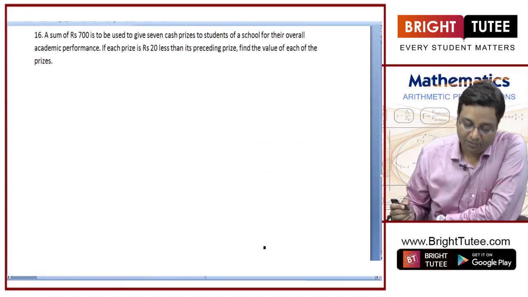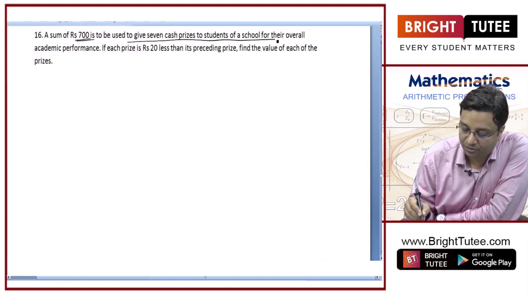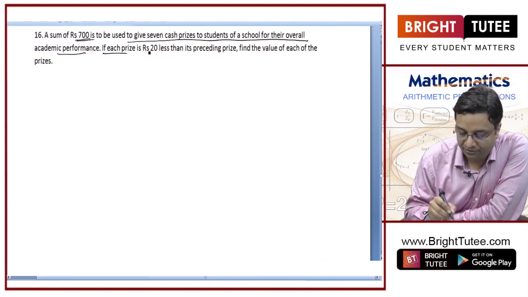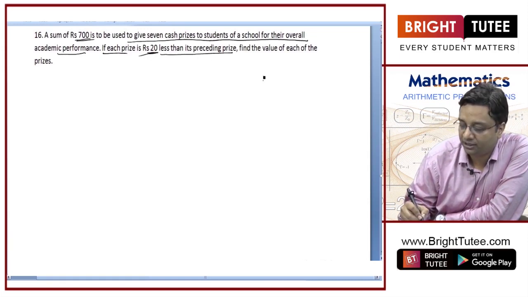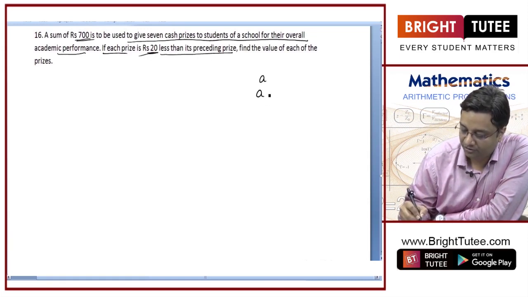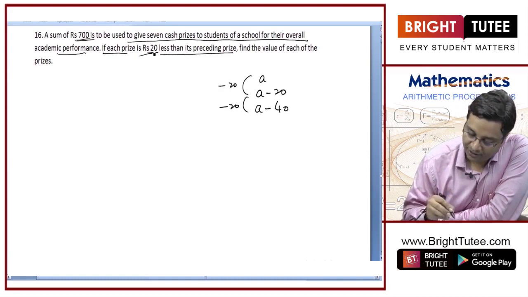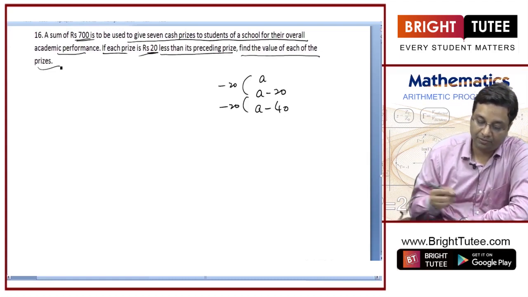Alright, a sum of 700 is being used to give 7 cash prizes to students of a school for academic performance. If each prize is rupees 20 lesser than the preceding prize, if I am giving the first student, let's say A amount, second student will get A minus 20, third student will get A minus 40. So 20 is being reduced here, right? Find the value of each of the prizes. What is the total price?